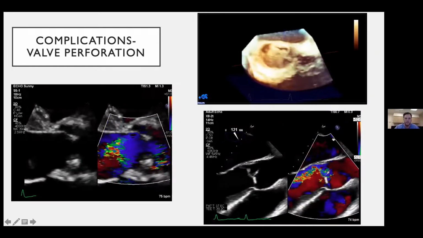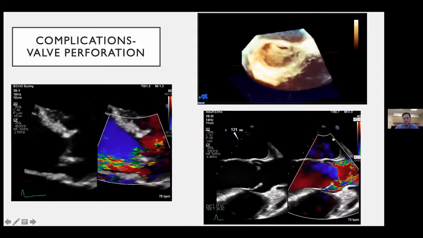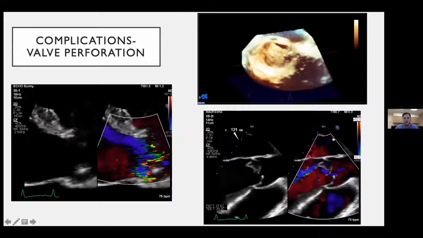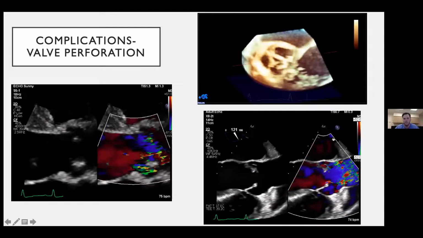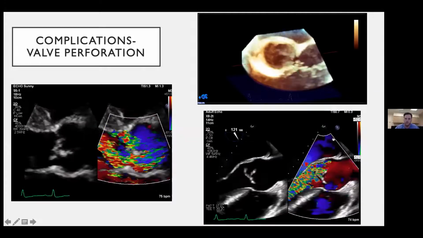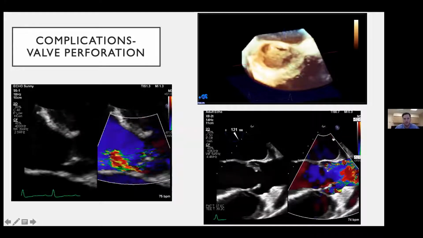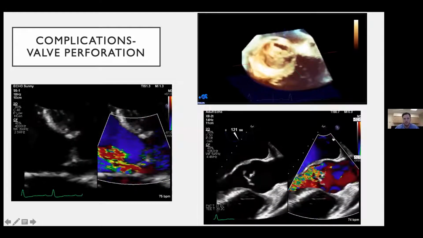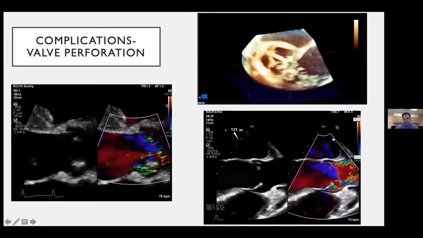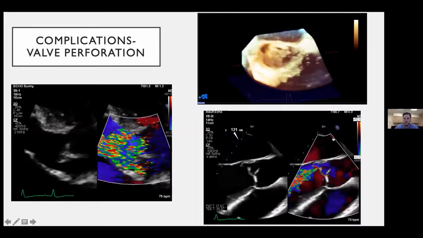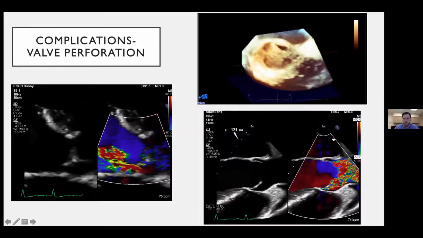And the TEE images on the right really show the same thing, just possibly a small adherent vegetation, although in this context, it can be really hard to differentiate between destroyed valve tissue and vegetation. And then on the top right, you see the 3D TEE image. There you can actually see the defect in the non-coronary cusp that's surrounded by leaflet tissue, so diagnostic of a perforation.